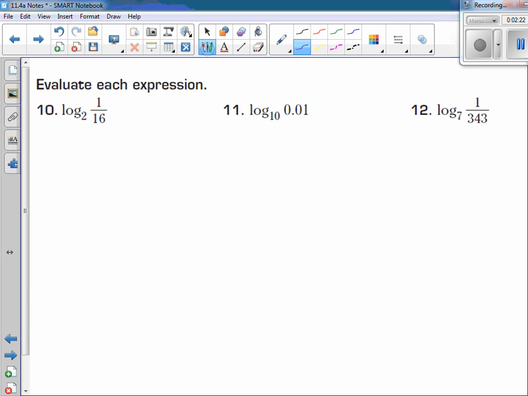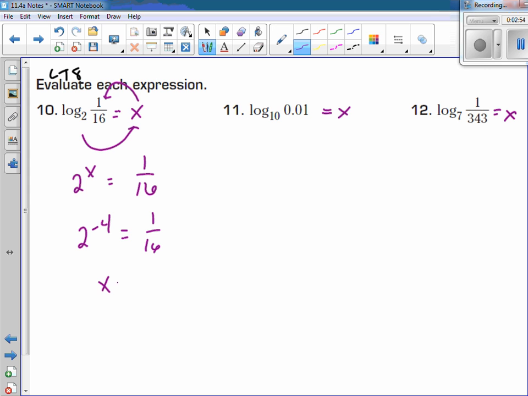In learning target 8, we're using that skill to evaluate expressions. So what we want to do is set each of these equal to x, so there's a variable. In the first one, if we rewrite this, we get 2 to the x power equals 1/16. Since we get a fraction, we know that we have to have a negative exponent, and 2 to the what power is 16? Well, 4. So x must be negative 4.